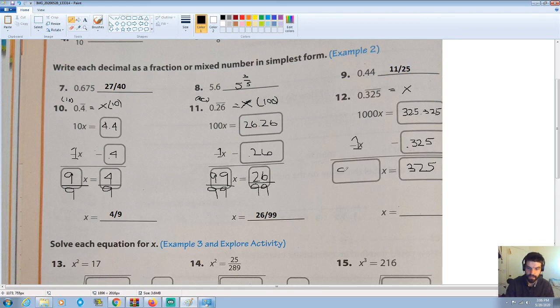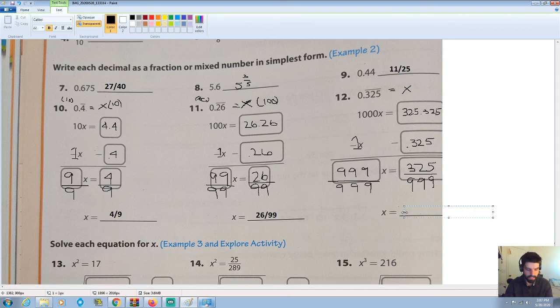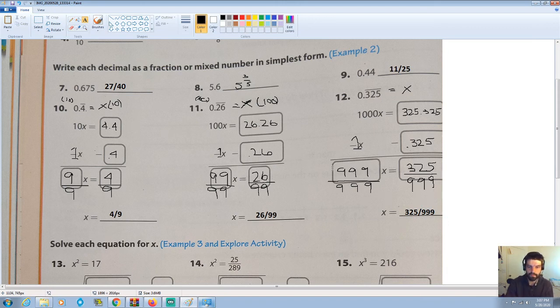1000x minus 1x is going to be 999x. Now we're going to do the same thing as we did with the other ones. Remember, you want to keep your equation balanced. So we're going to divide top and bottom by 999. So our final answer is going to be 325 over 999. Okay, so that's going to be that section. And again, even though it's daunting, this is going to be what allows us to represent these repeating decimals as fractions.